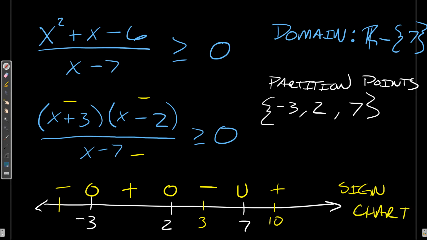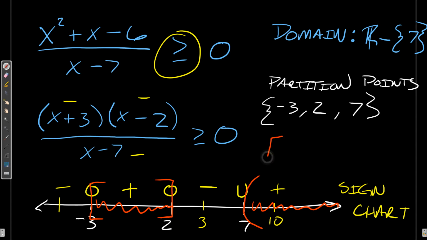This is my sign chart, and what I will do now is, since we needed to know where this thing was greater than or equal to 0, then that would be everywhere in here, and not including 7, on to infinity. So it would be the interval from -3 up to 2, closed interval, union together with the open interval from 7 to infinity.